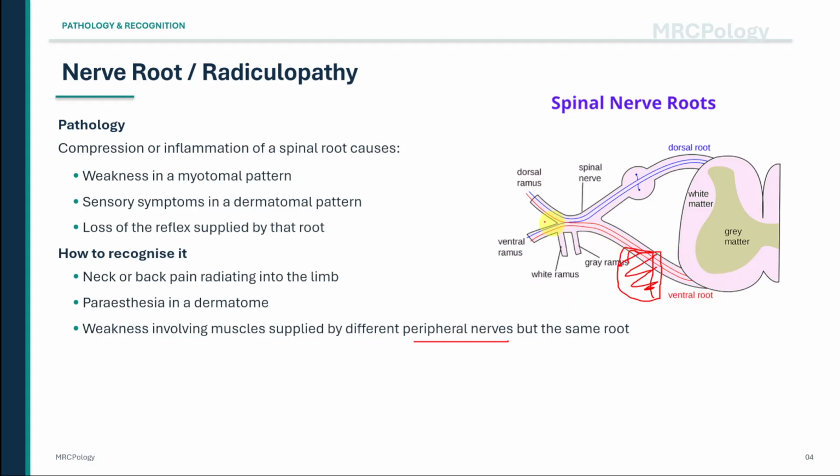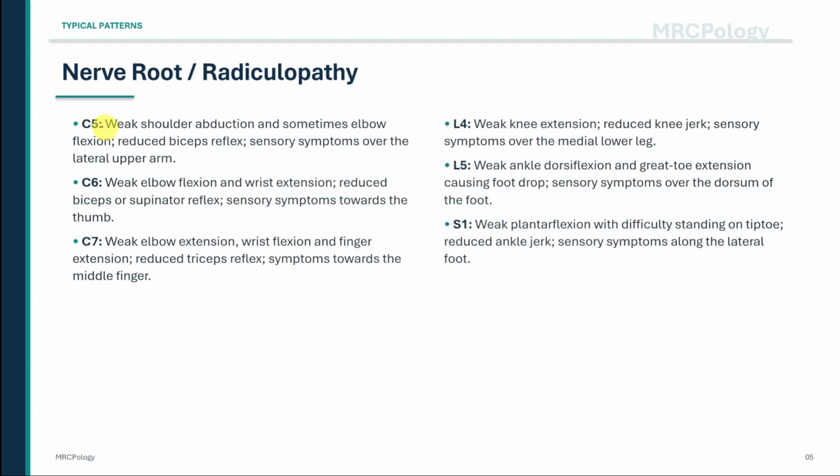A C5 radiculopathy mainly causes weakness of shoulder abduction and may also weaken elbow flexion. The biceps reflex may be reduced, and sensory symptoms may occur over the lateral upper arm. A C6 radiculopathy causes weakness of elbow flexion and wrist extension. The biceps or supinator reflex may be reduced. Sensory symptoms commonly extend towards the thumb and lateral forearm.